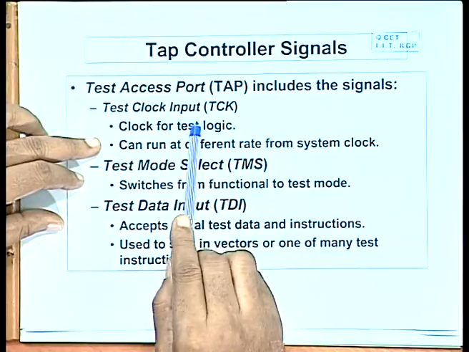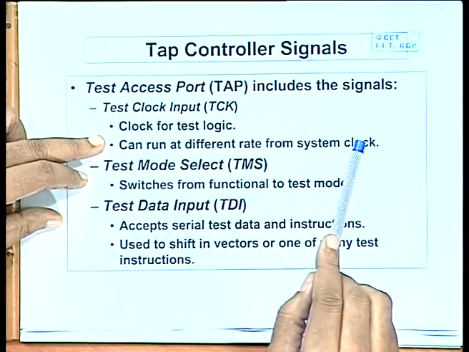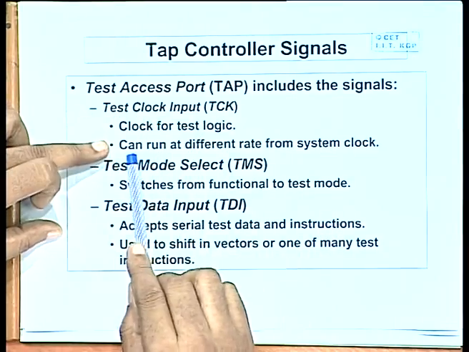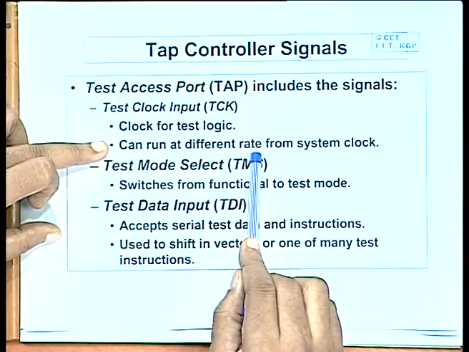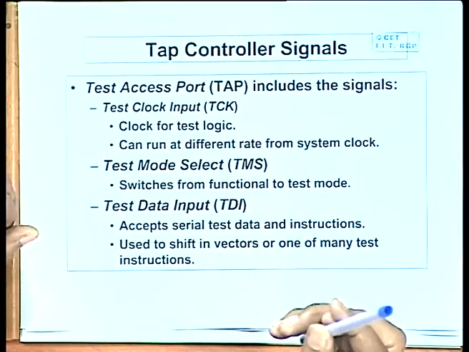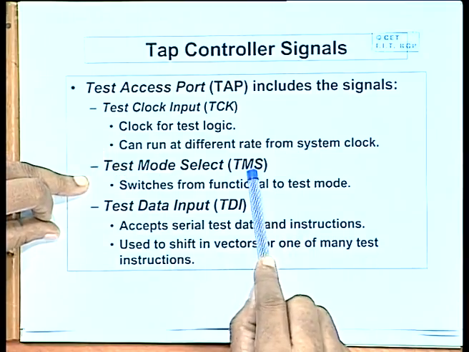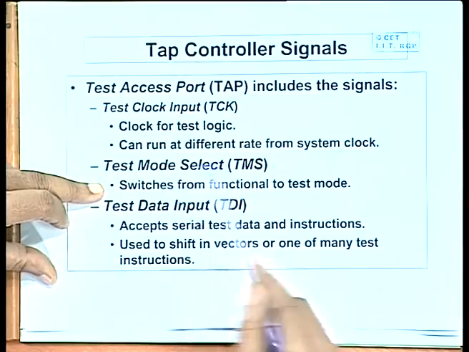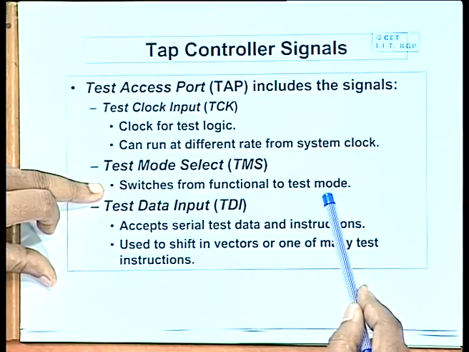Of course, you have a clock, test clock input. Now, during testing you can run this clock at a different rate from system clock. It is not necessary that it should run at the same clock frequency. There is a test mode select pin. So, here you can switch from normal mode to test mode.